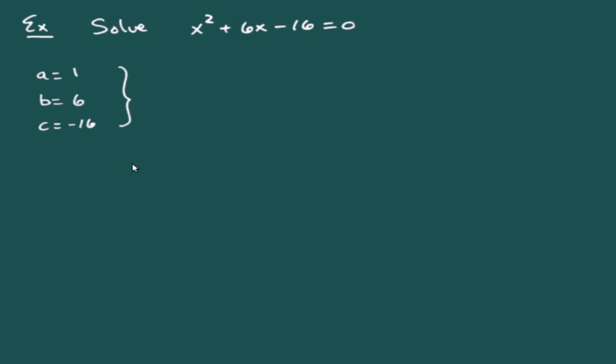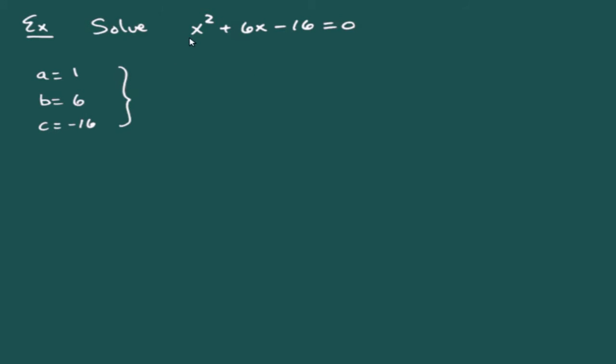Let's try another example. Suppose this time we're asked to solve x squared plus 6x minus 16 is equal to 0. Again, we go back to our default form, ax squared plus bx plus c is equal to 0, and we identify a, b, and c.